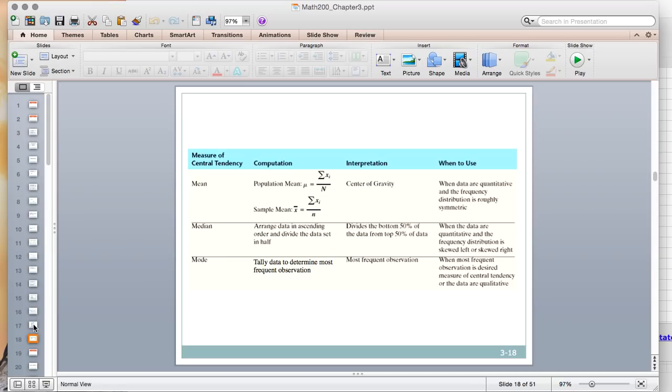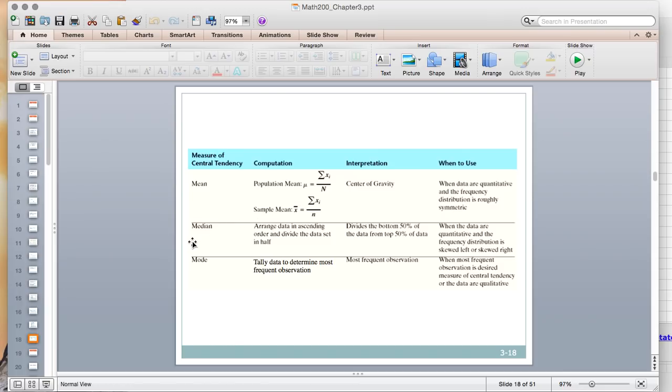So to summarize the measures of central tendency, we have the three main measures. We have the mean, which is found just by adding up all of our observations and dividing by the number of numbers. We distinguish between population and sample mean, depending on what kind of data we're talking about. And the interpretation can just be thought of as the center of gravity, okay? And when our data are quantitative and the frequency distribution is roughly symmetric, the mean is probably the best measure of central tendency to report.